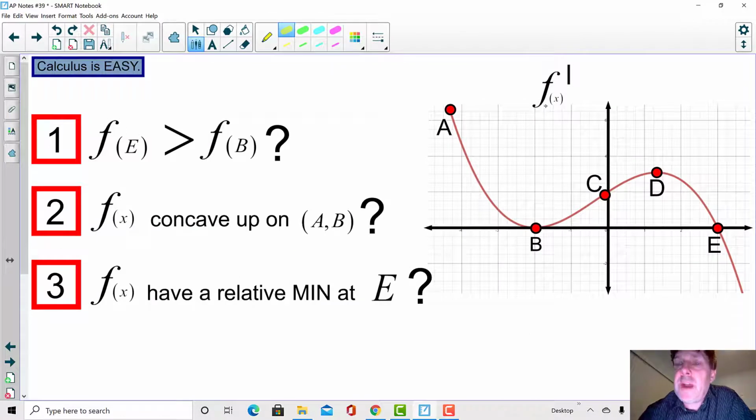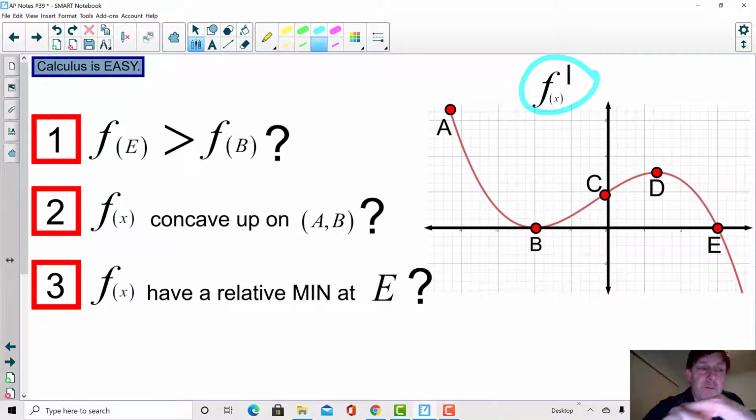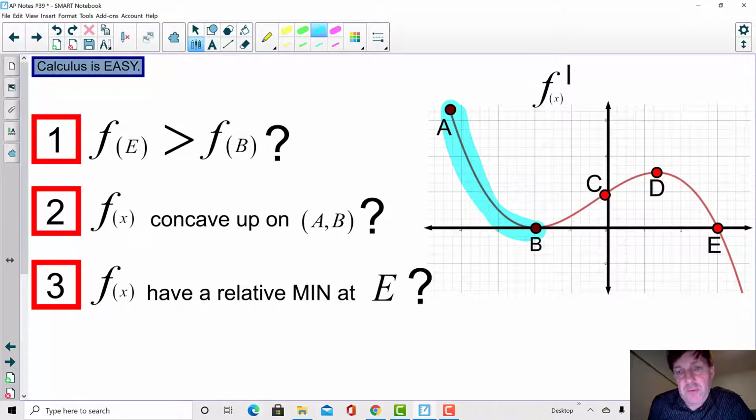Okay, here they give us the graph of f prime, and they want to know some stuff about f. So what's bigger, f of E or f of B? If you want to compare those two things. Now remember, we're looking at the slope of f. Because we're above the x-axis over here, then f is going to be increasing all the way until you get to B. Then f is going to be increasing again all the way till you get to E.